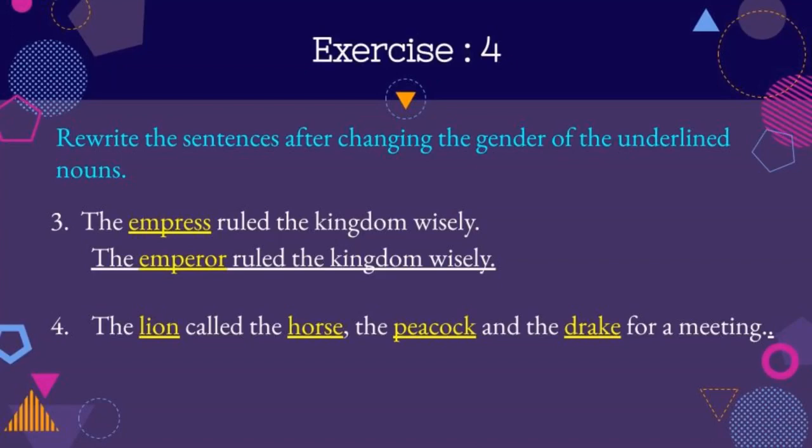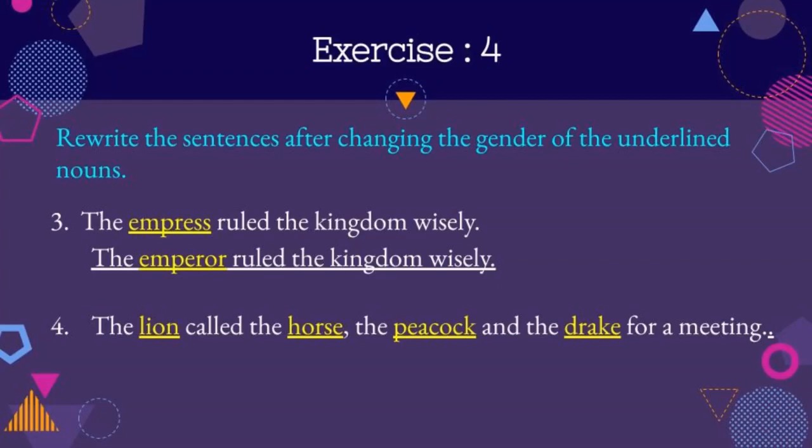Actually, in the fourth sentence, they have underlined 4 words. They are lion, horse, peacock, and the drake. Lion is a male animal. Horse is also a male animal. Peacock is also male, and the drake is also a male animal. Now we should write the female names of these 4 animals. What is the opposite gender of lion? Yes, it's lioness.